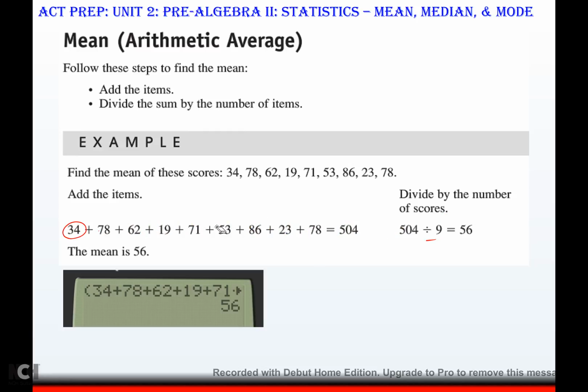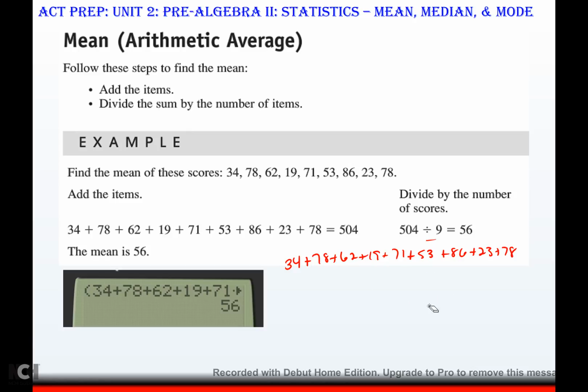Now, you got to be careful on the calculator. If you're going to type this all at once, you have two choices. The first choice is to type it all in, plus 78, plus 62, plus 19, plus 71, plus 53, plus 86, plus 23, plus 78. Hit enter, and then hit divide by 9. Okay? That will give you the right answer.